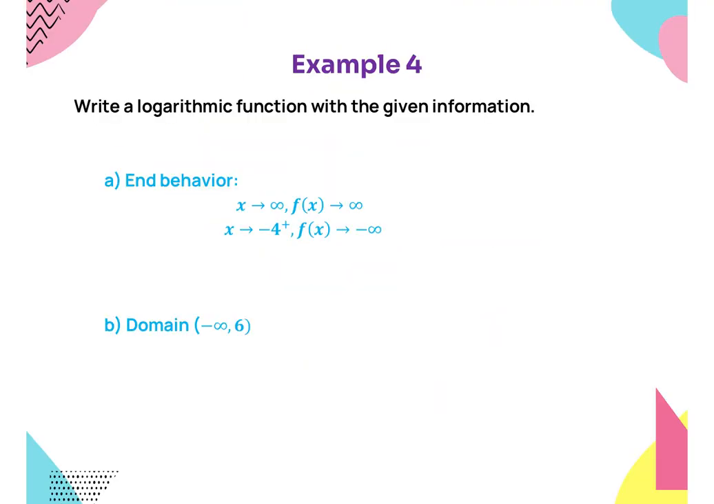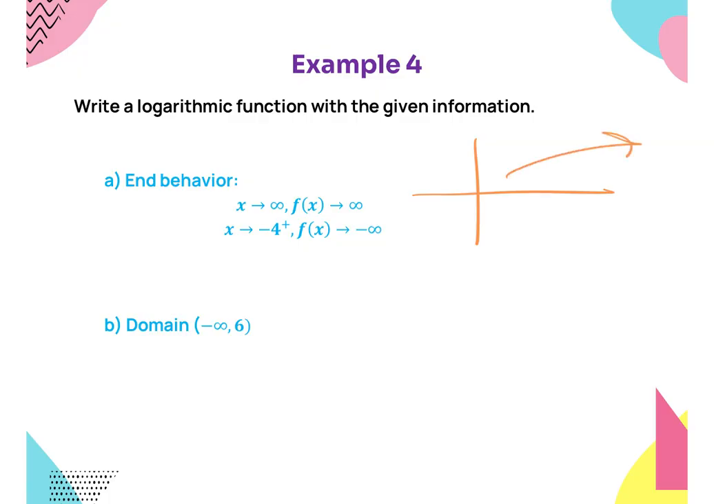So it says write the log function with the given information. So this could have multiple answers, okay? We know nothing about the base on these logs, so we tend to just make it log. But what we do know is that there's some sort of specific information given. In A, they give you the end behavior. So in A, it says, as x goes to positive infinity, y goes to positive infinity. So that tells me that the right-hand side of my graph is not bounded, right?